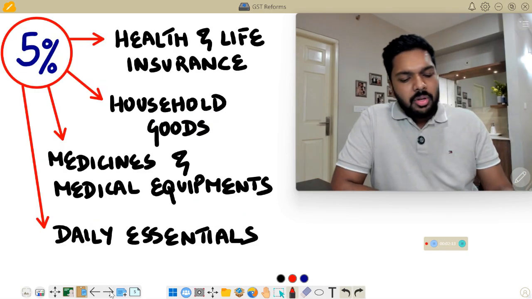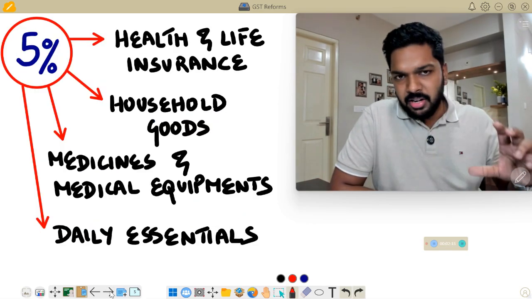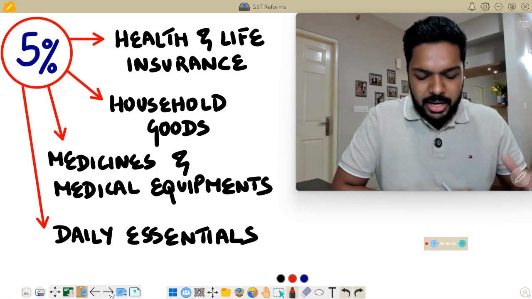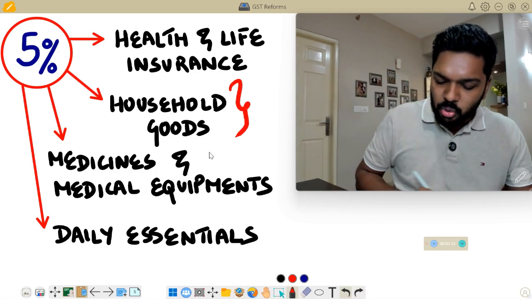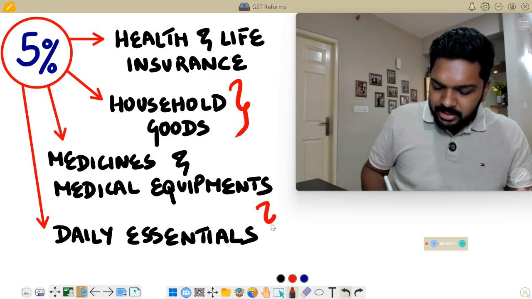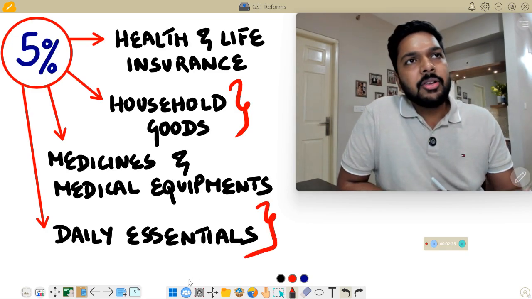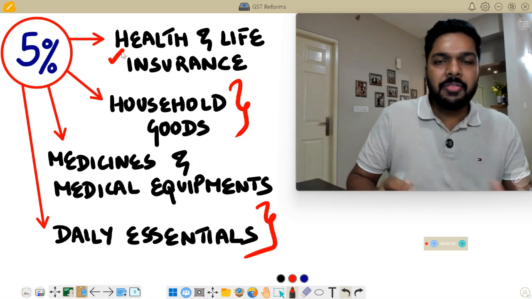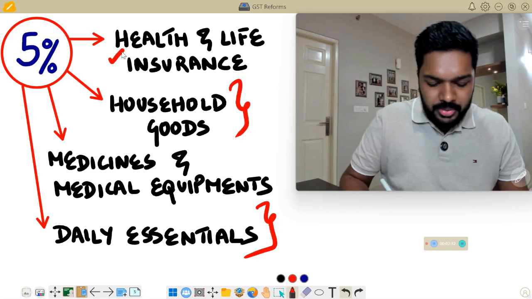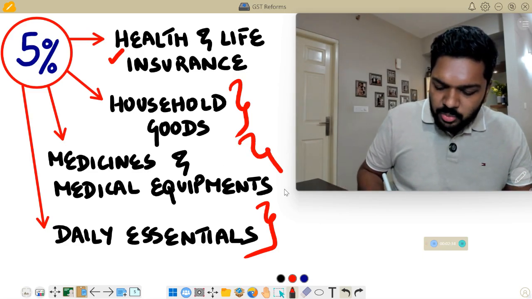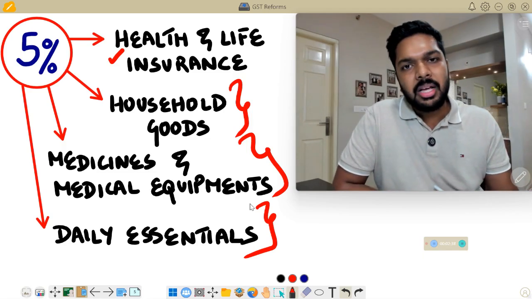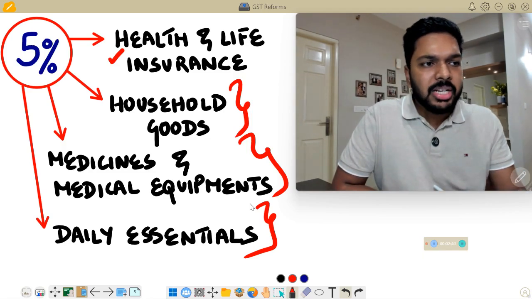So coming to the first rate in the simplified structure, which is 5%. Now, the 5% rate will apply mostly to all the household items, to all the daily needs, daily essentials. It will also make insurance products cheaper because health and life insurance is going to be at 5% from 12 and 18%. Medicines and medical equipments will also face a boost.